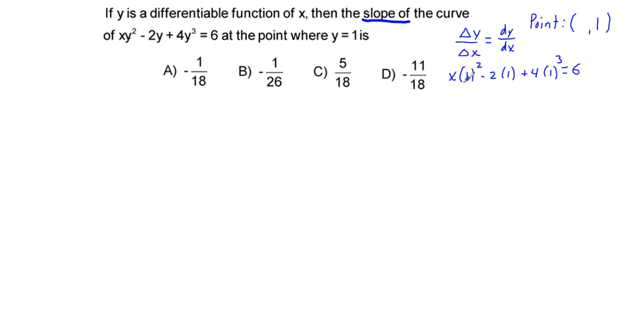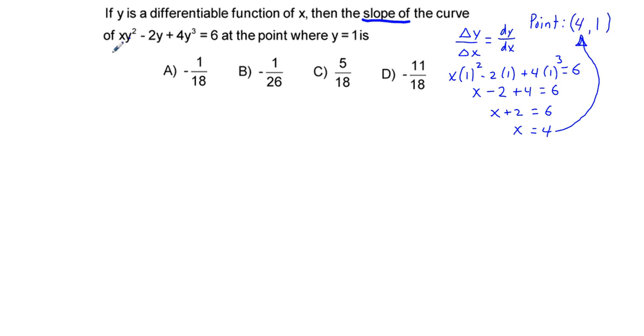And now simplifying, 1 squared times x is x. On the left side we have x minus 2 plus 4 is equal to 6. And then negative 2 plus 4 is going to be plus 2. So we have x plus 2 is equal to 6. And then solving finally for x, we have x is equal to 4. So this 4 is going to go over here to our x coordinate. Okay, and that's it right here.